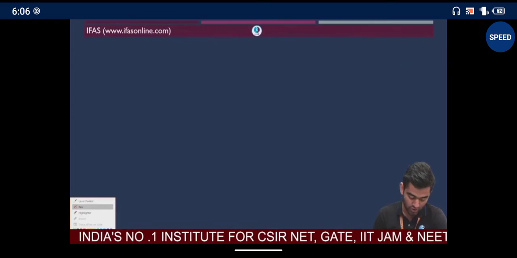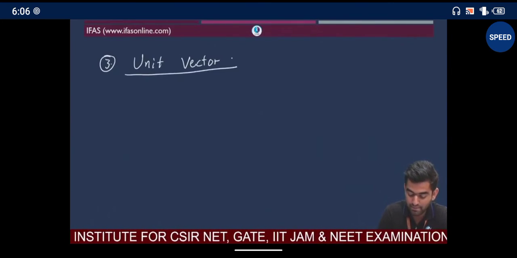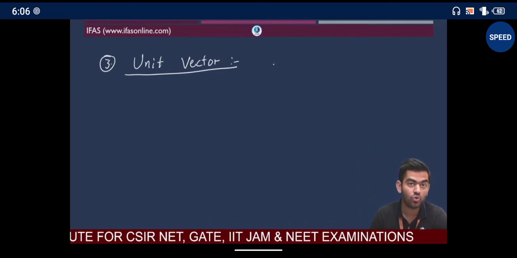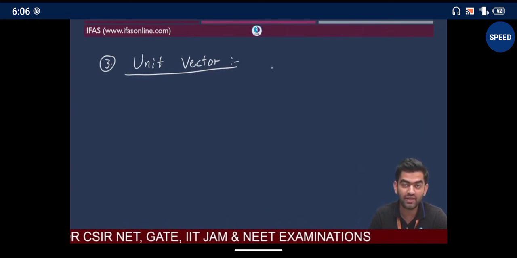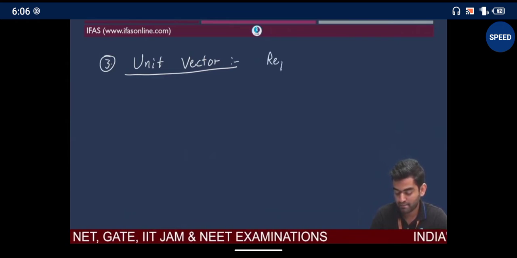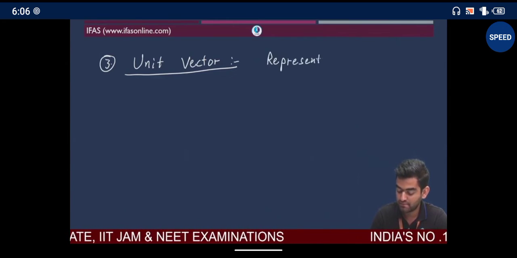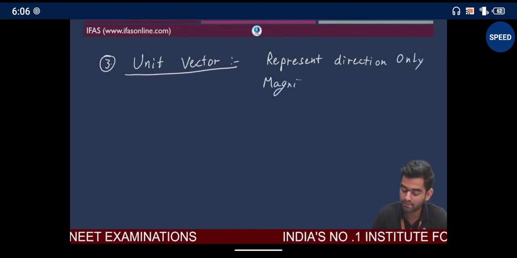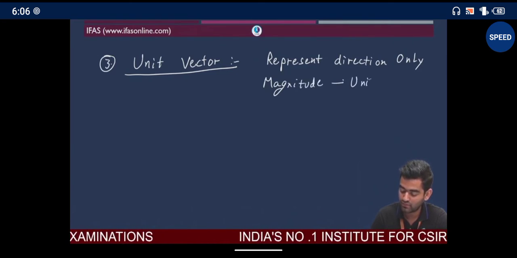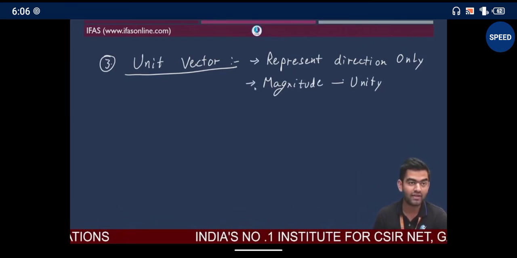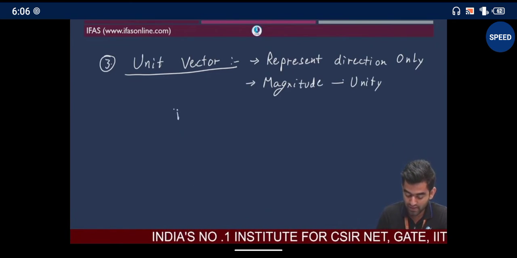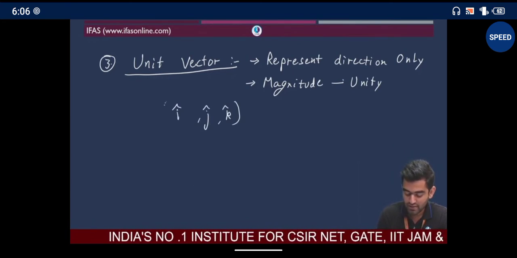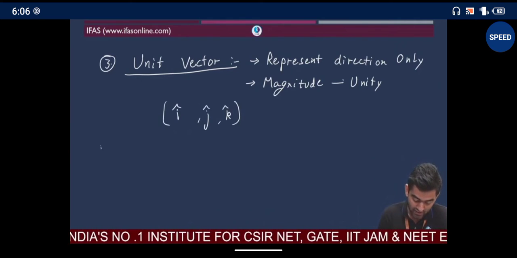The next vector is unit vector. Now the unit vectors are those vectors whose magnitude is 1 or who simply represent the direction. Represent directions of it, because their magnitude is unity. Their magnitude is unity, they only represent direction. For example, i cap, j cap, and k cap, these things are nothing else but your unit vector. The next vector is called cyclic vector.